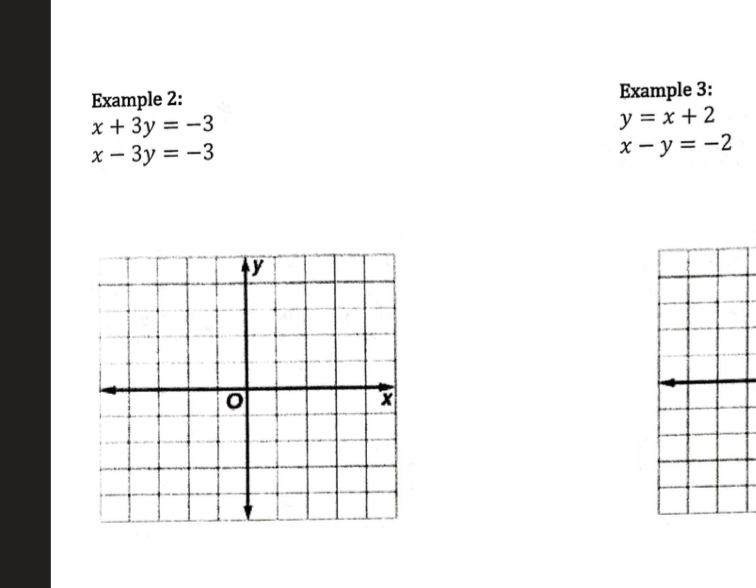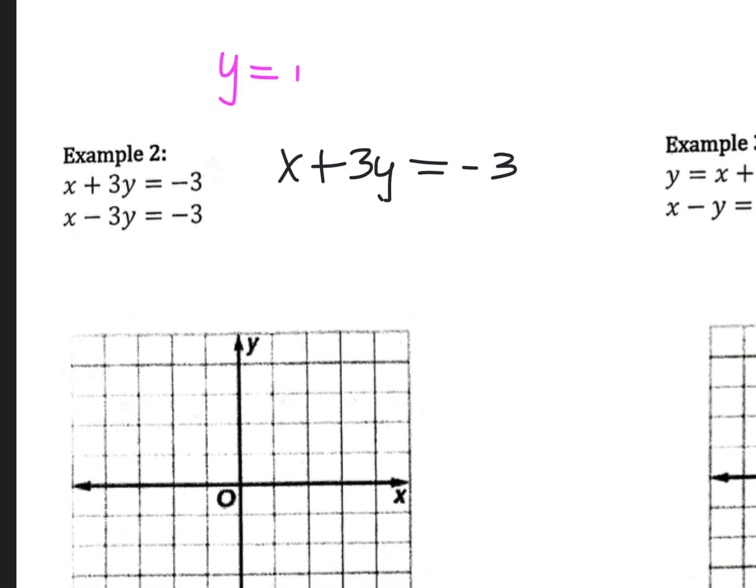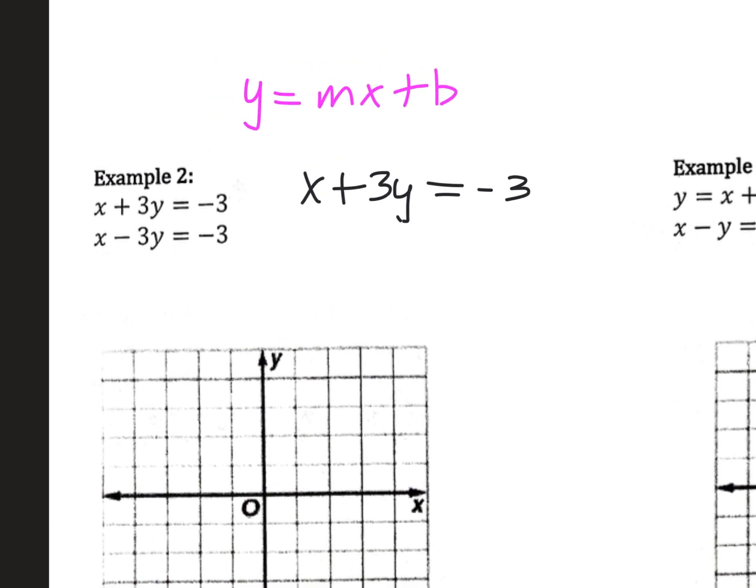So what I mean by that is we are taking the first equation, for example, and we're going to switch it over into slope-intercept form. So I'm going to rewrite it over here. And we want it to look like y equals mx plus b. So what's the first thing that you notice that I need to do to get this to look more like that? Move the x, exactly.